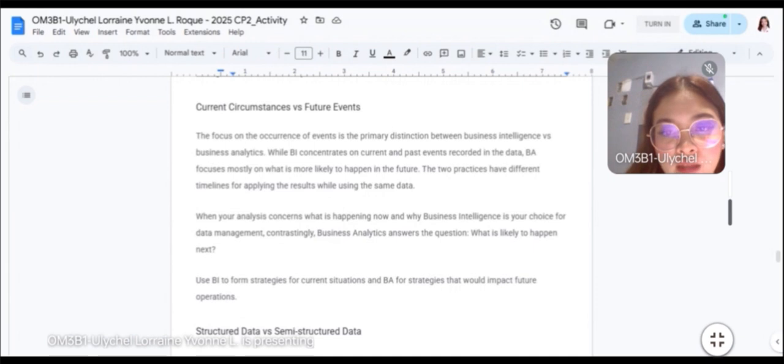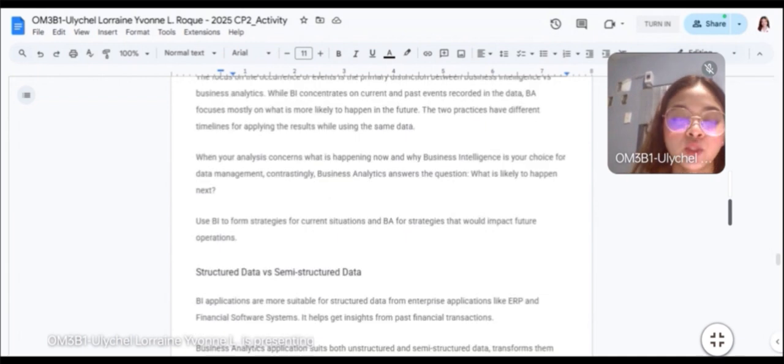The two practices have different timelines for applying the results while using the same data. When your analysis concerns what is happening now and why, business intelligence is your choice for data management. Contrastingly, business analytics answers the question what is likely to happen next. Use BI to form strategies for current situations and BA for strategies that would impact future operations.